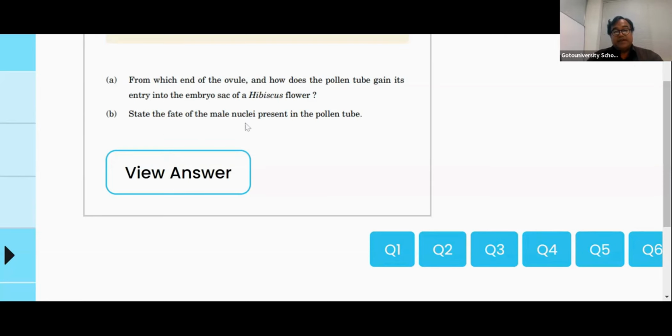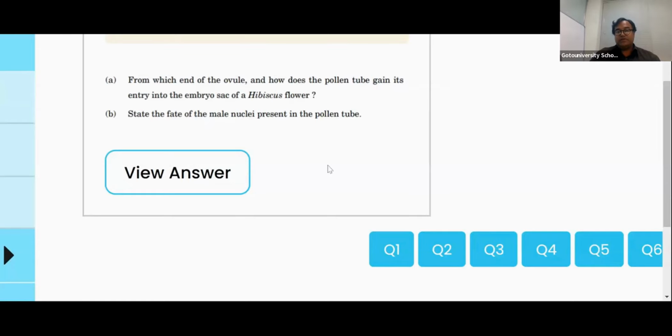State the fate of the male nuclei present in the pollen tube. How does the pollen tube gain entry into the embryo sac of the hibiscus? Both of these are not multiple choice questions, right? These are subjective questions. How should you write the answer so that you can get very good marks from the examiner? Please think and say the answer, and you can type it in the Q&A section.